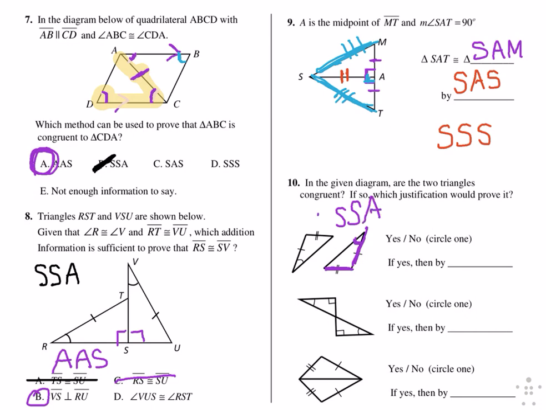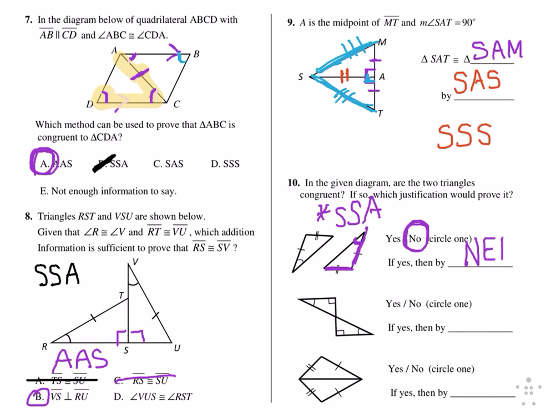Well, we've talked about this one several times. That one is not a postulate. So we're going to say no. And actually, it's really not that they're not congruent. It's more that there's not enough information to prove that they are congruent to each other. All right, let's look at the next one.